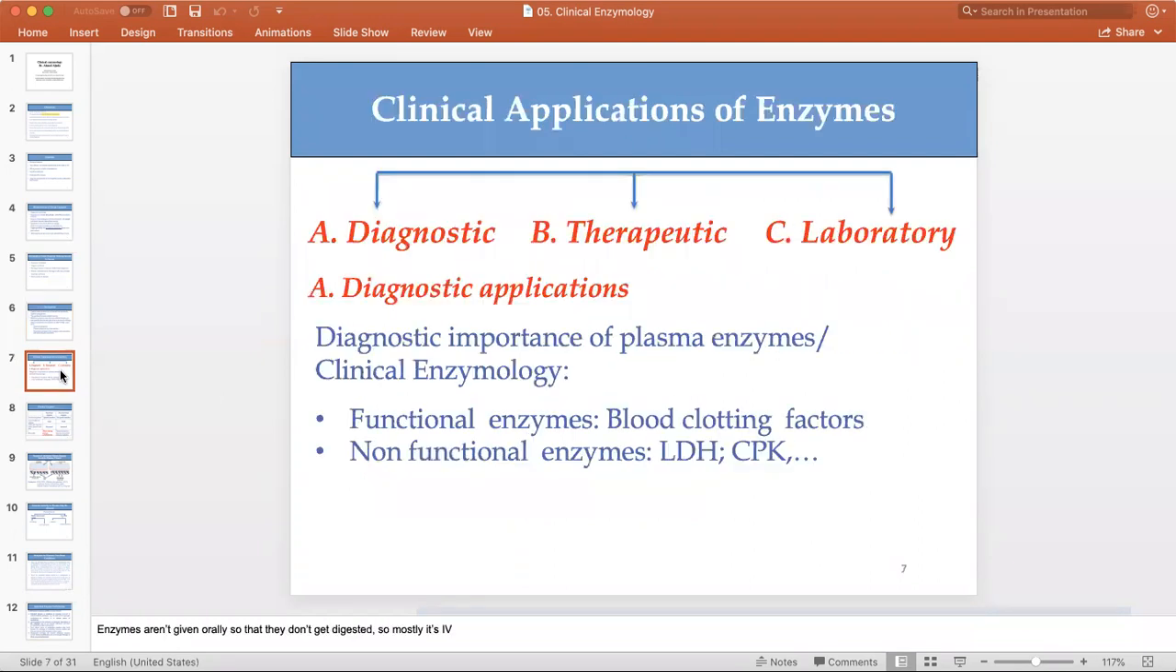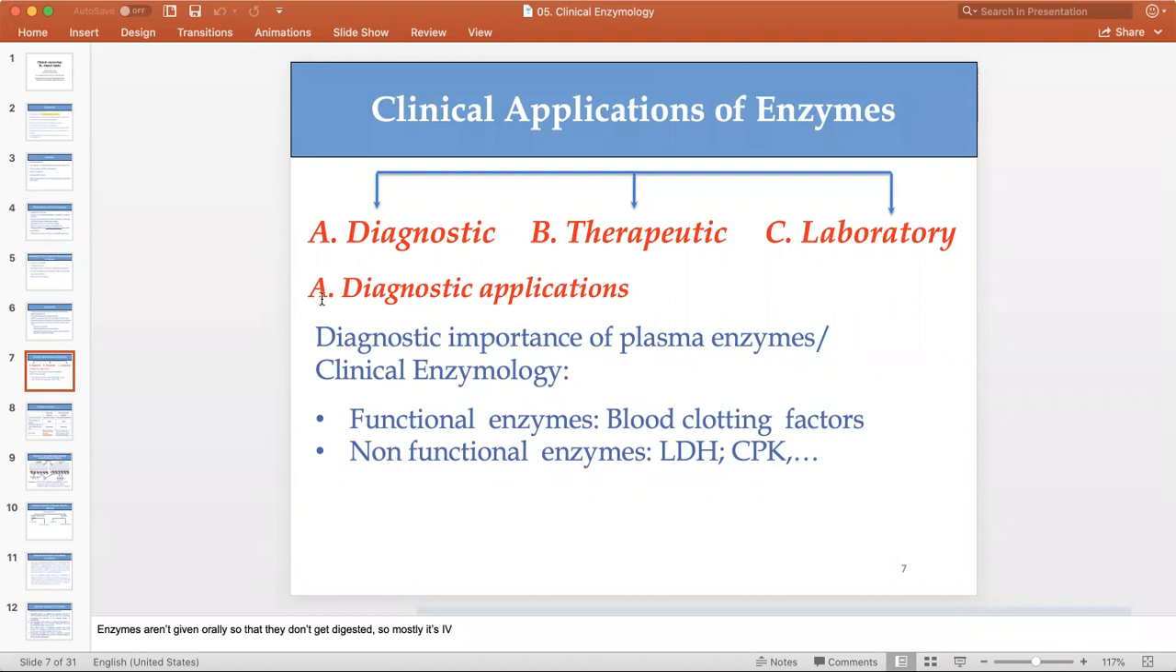Now the application of enzymes. I gave a brief about this concept. We can use enzymes for diagnosis. We can use them for therapeutic application. We can use them in laboratories to detect something. The majority of the lecture will be focusing on the diagnostic part, because this is the most important to us. Then we have a few examples of therapeutic application and a few examples of laboratory application.